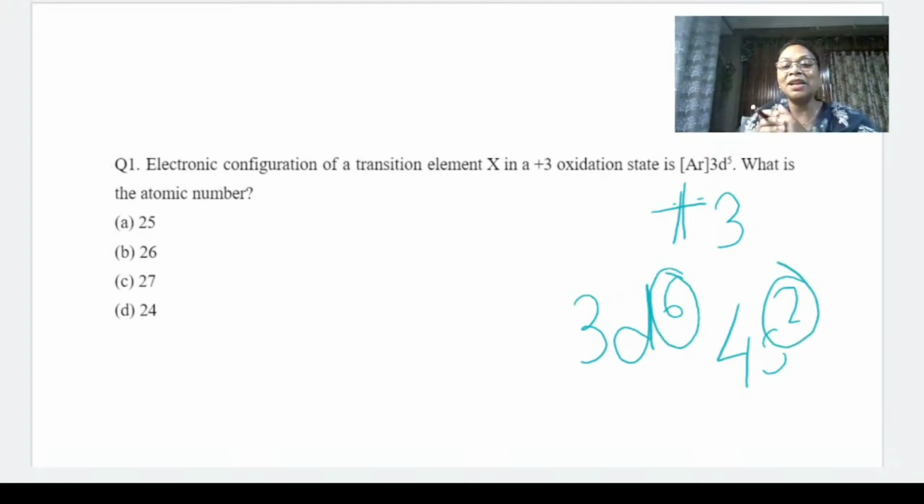I hope the maths is correct for you all. So the electronic configuration of the element 3d6 4s2 matches with, yes, what have you said? Did you say iron? Yes, it is correct. Atomic number 26. Shabash. Very good. Carry on. Chalo. Agle wala.